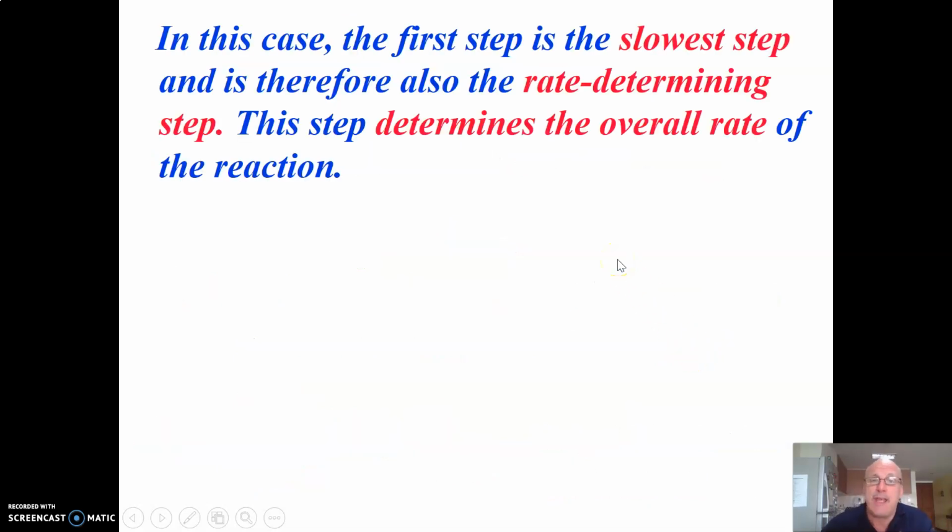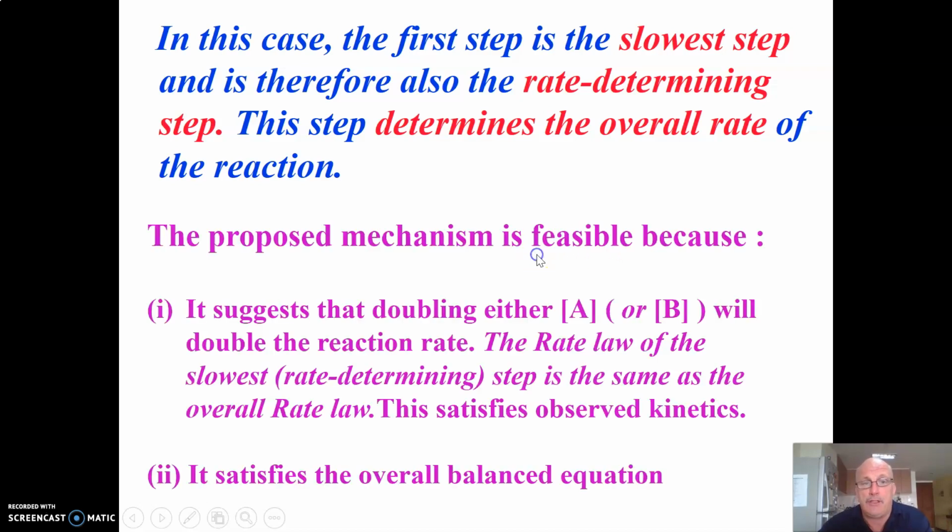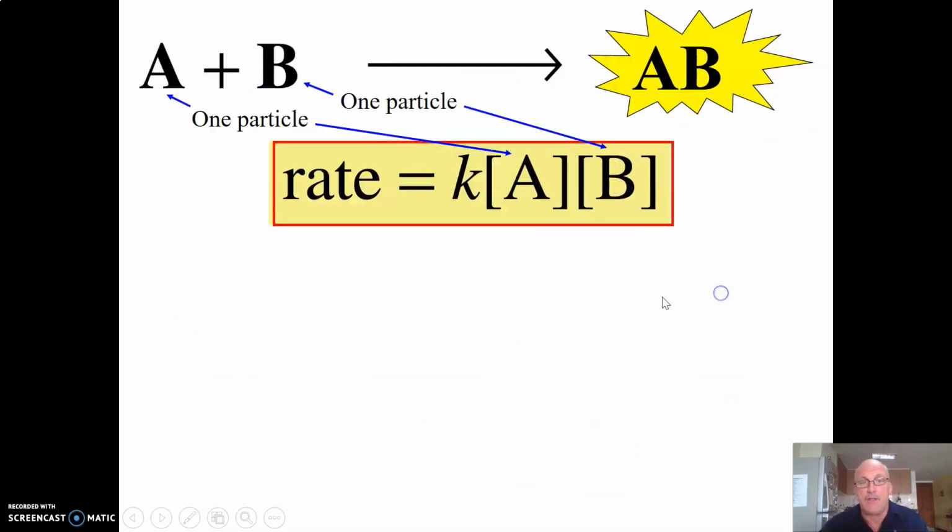Okay, in this case the first step was the slowest step and is the RDS, and it determines the overall rate. And my proposed mechanism is feasible because one, it suggests that doubling A or B will double the rate. The rate law of the RDS is the same as the overall rate law, which we'll have a look at on the next slide. It satisfies the observed kinetics and it satisfies the overall equation.